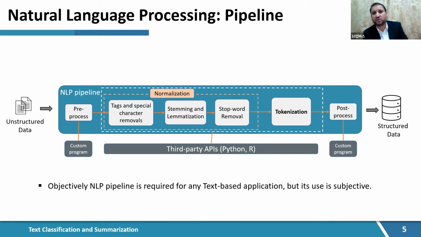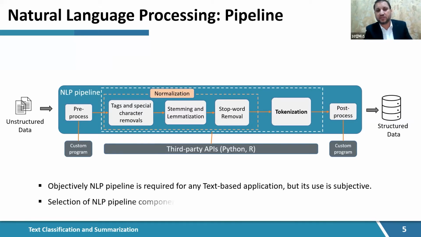My discussion will be for unstructured data, because for structured data, we don't need this kind of processing. That can be fed directly to the classification or summarization. But because text processing by default refers to unstructured text, I'm discussing that pipeline in that context.